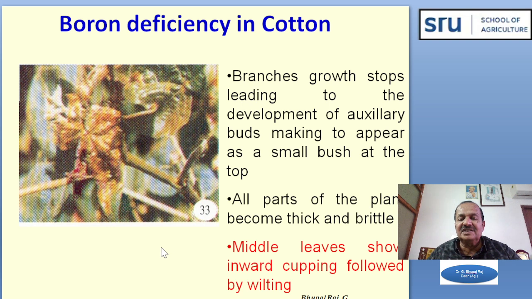All parts of the plant will become brittle and thick. Small stems and leaves will become brittle, and a water soaked appearance will show on the stem. Middle leaves also will turn inward, curling, followed by wilting. So that is the main symptom in cotton.